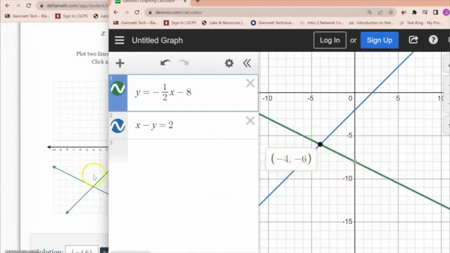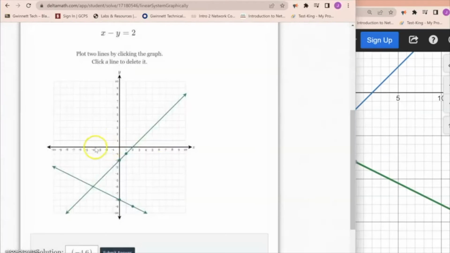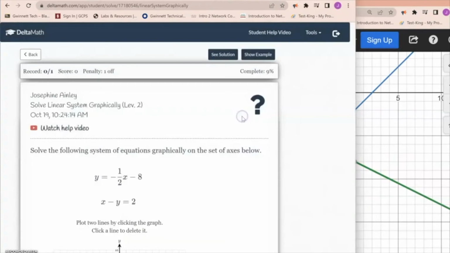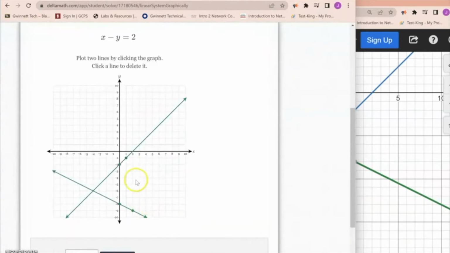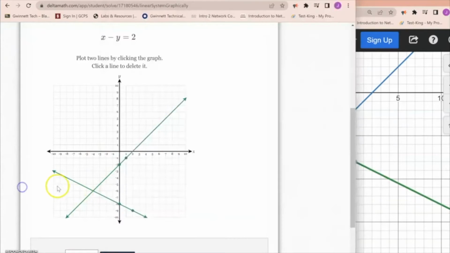So -4, -6 is the intersection. -4, -6, and that's right, so I'm good. So double check your intersection to make sure you copied your graphs correctly, which for some reason I didn't. -4, -6, that's fine.